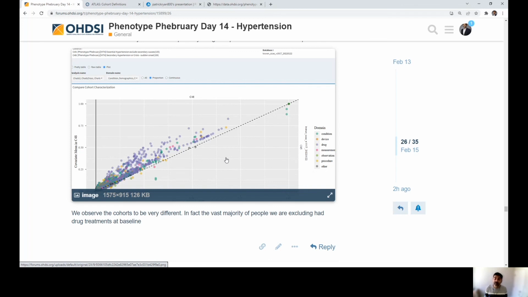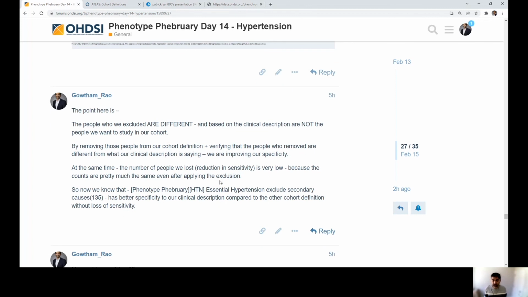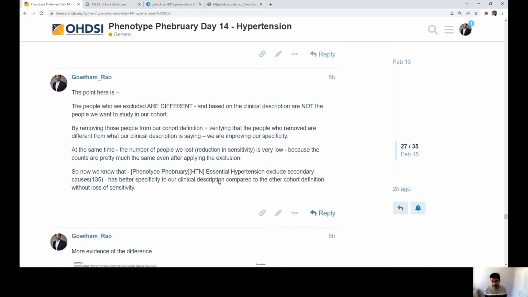That's a good thing, because now I can say that the people that were removed don't have essential hypertension. They may have some complications of hypertension, like malignant hypertension or secondary hypertension, but they're not essential hypertension. So the people who are left behind are more likely to have essential hypertension, so their specificity went up. So that's the argument here, that using cohort diagnostics and an empirical approach, we built a cohort definition that most likely has a good sensitivity and specificity. We're able to make an empirical argument for it.